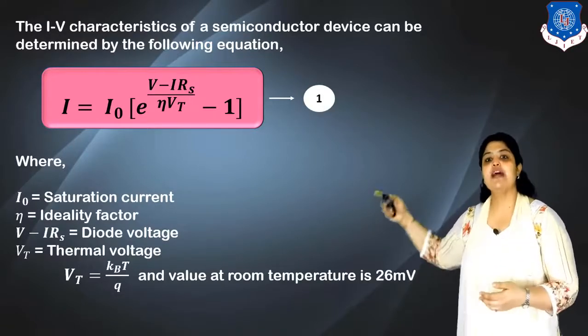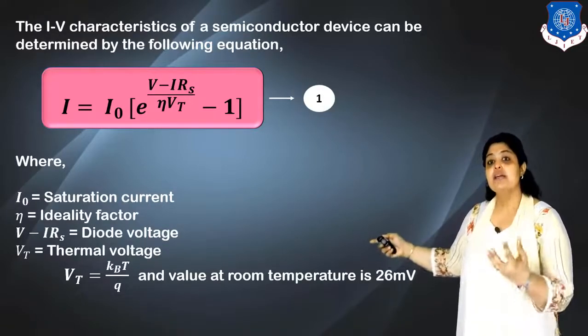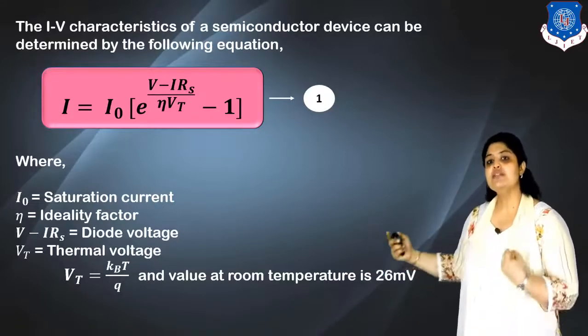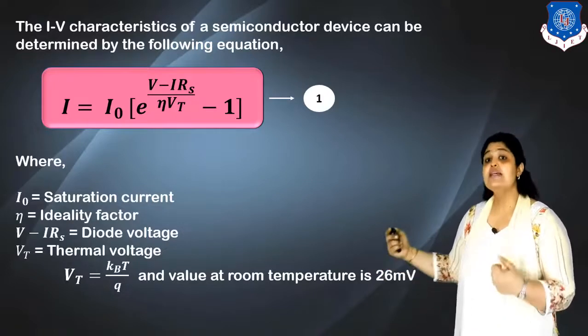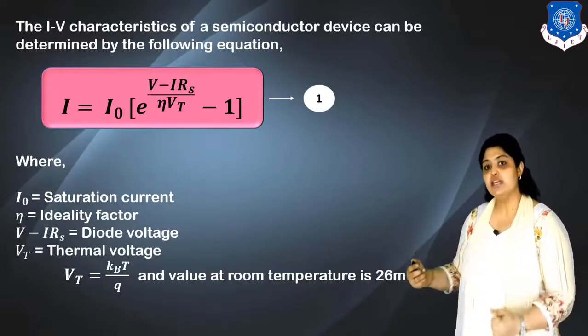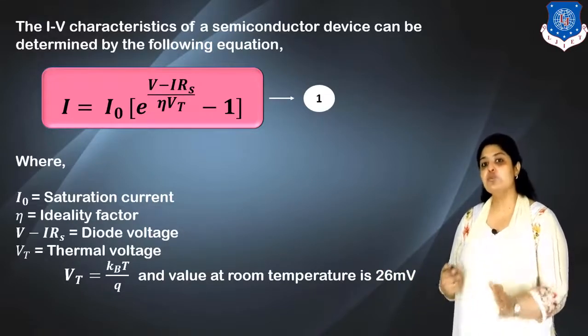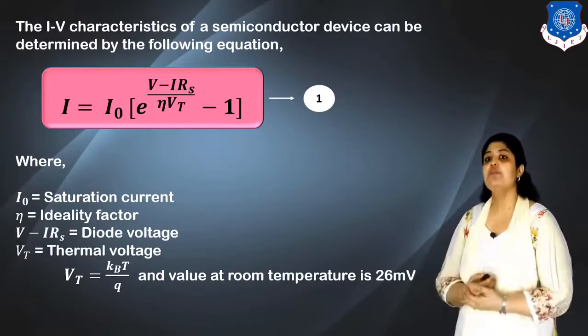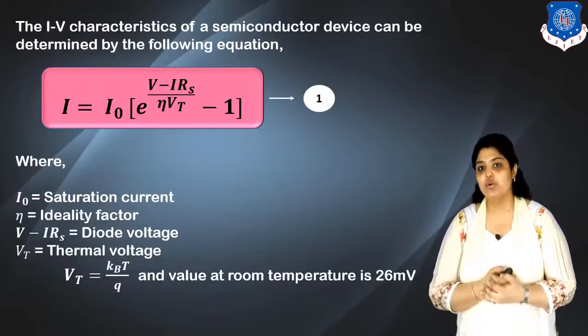Thermal voltage is defined as kBT by Q. Kb is Boltzmann constant, T is the absolute temperature and Q is the charge of electron. Substituting the value of Kb, Q, and if we take T as room temperature, means 300 Kelvin, we get the value of thermal voltage approximately as 26 millivolt.